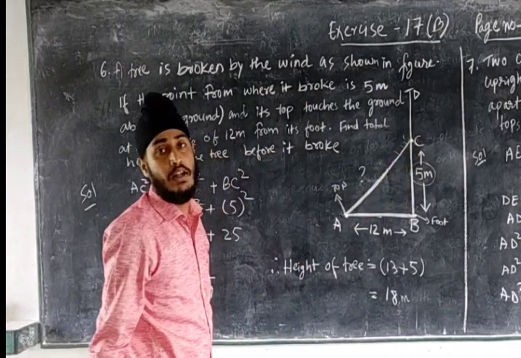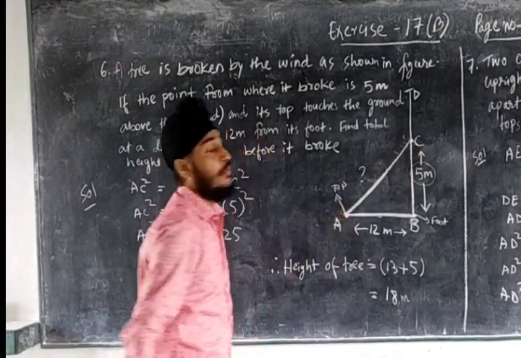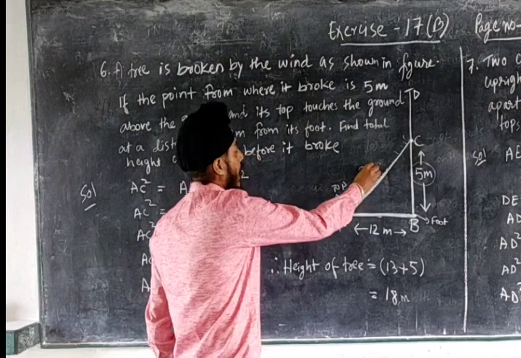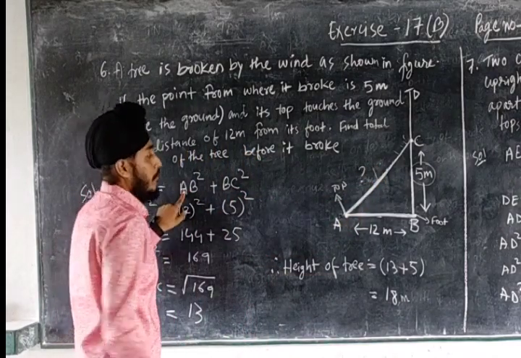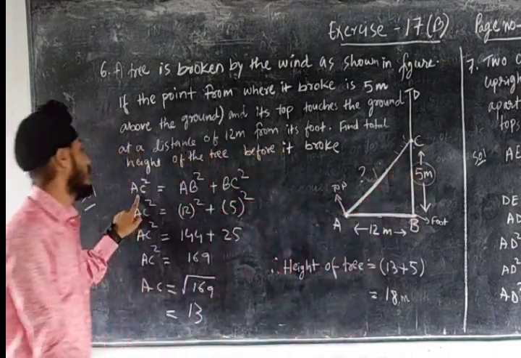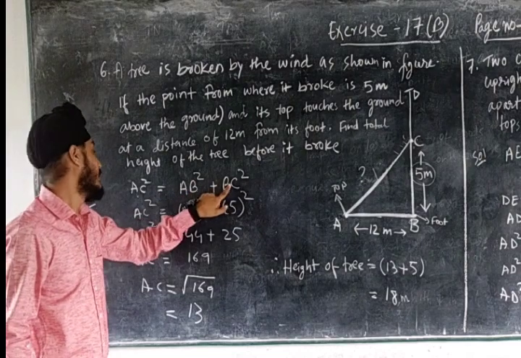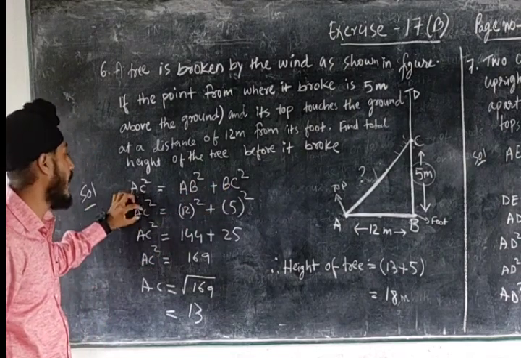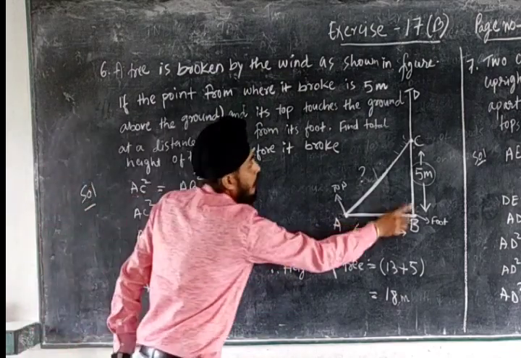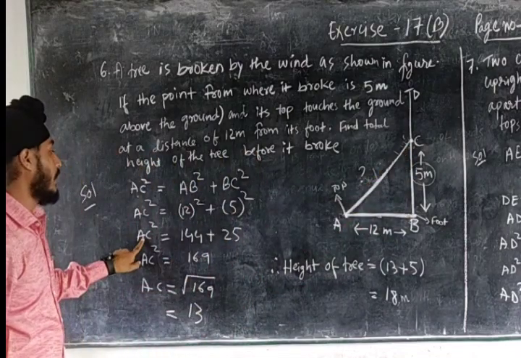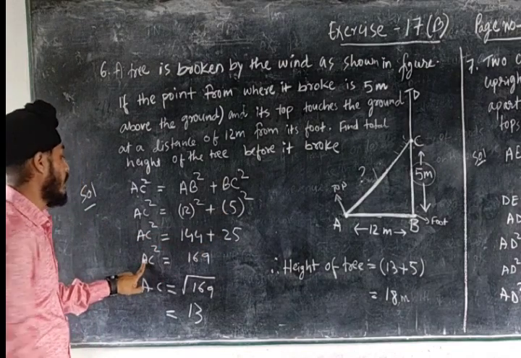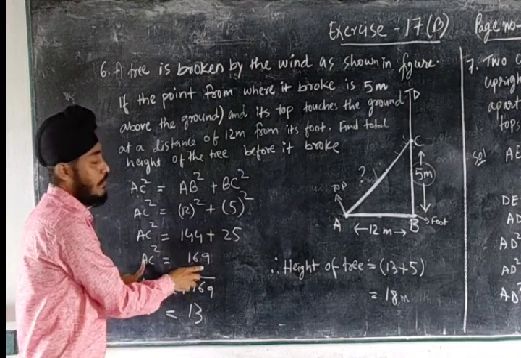With the help of the Pythagoras theorem, we will find the distance AC. What is the formula? Hypotenuse square, and this is your hypotenuse, equals base square plus altitude square, height square, that is BC. That is AC square equals AB square plus BC square. AB is how much? 12 meters, so 12 square. BC is 5 meters, so 5 square. AC square equals 12 square, which is 144, plus 5 square, which is 25. So AC square equals 144 plus 25, that is 169.